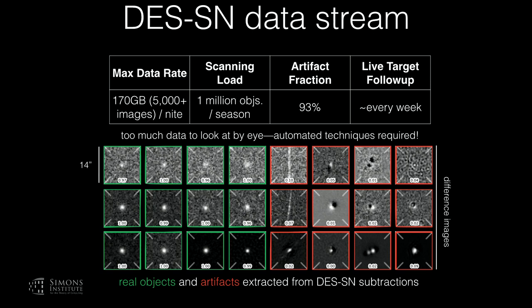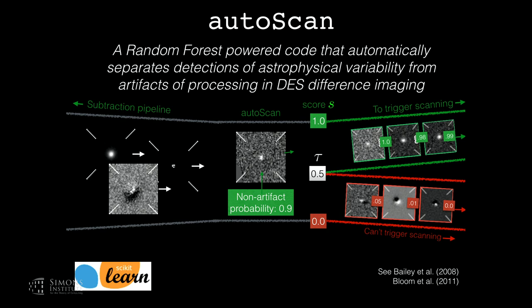This was the Dark Energy Survey, a supernova survey. It produced about 170 gigabytes of data every single night, a million objects per season, so less than the data rate that we were seeing from PTF, but also the survey was covering a much smaller area of sky. Again, the vast majority of these things were artifacts, and we had live target follow-up almost every week. So this was another case where this machine learning was really necessary. And so again, we used a random forest trained on features derived from the difference images and from their context. And ones that passed a certain threshold could go on to be looked at by humans, whereas ones that failed the threshold were piped off to be ignored.